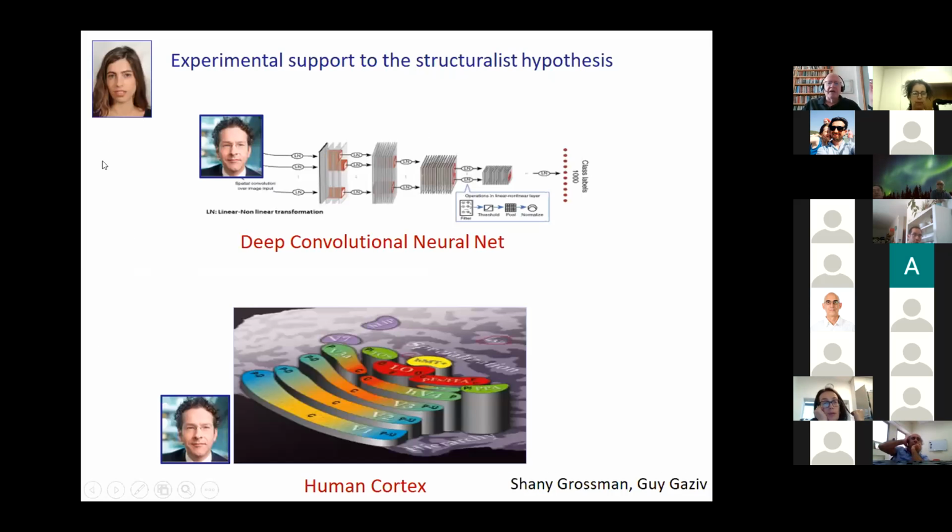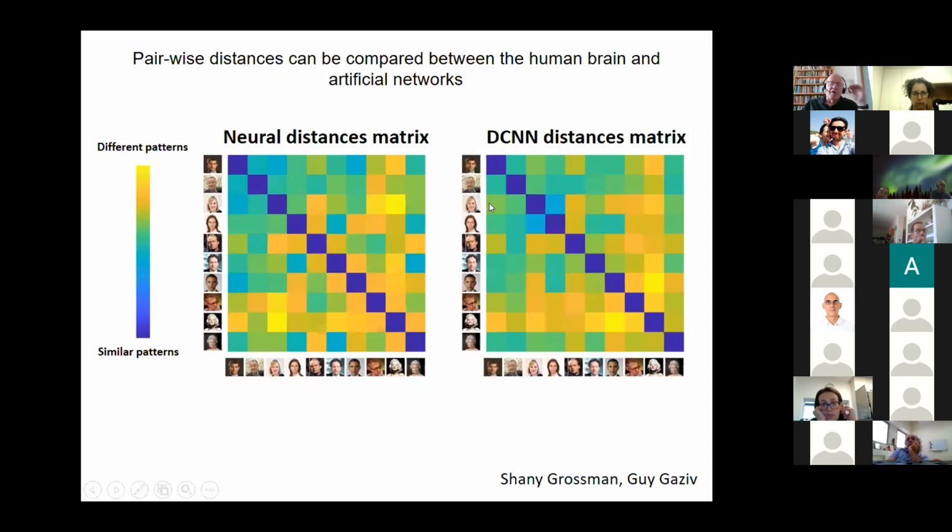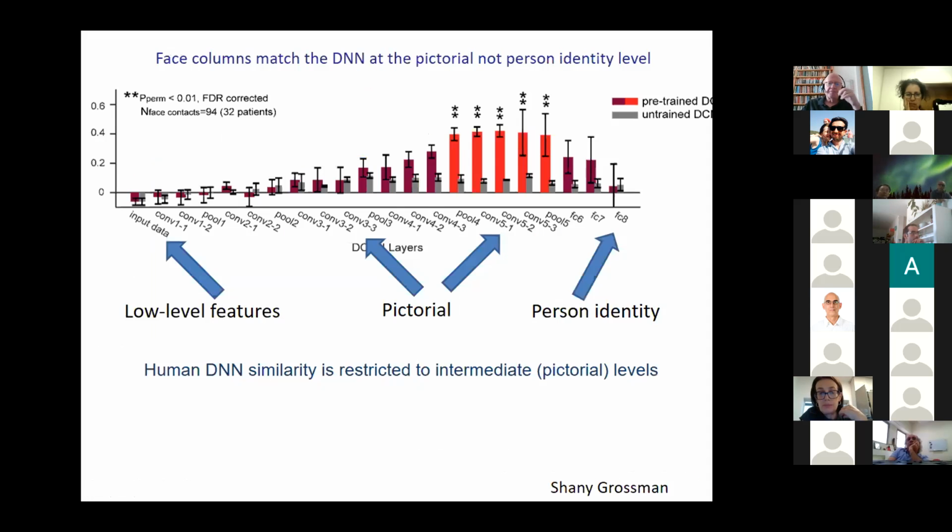You can feed all the faces that the patient saw to an artificial network, map out the activation of the artificial neurons at each level in the hierarchy of the network, and generate a similar matrix for each level of the hierarchy in the artificial neuronal network. And the question is very simple. Will we find similar architecture for the same faces in the artificial network that we found in the neuronal brain, in the human brain? And the answer is decisively yes.